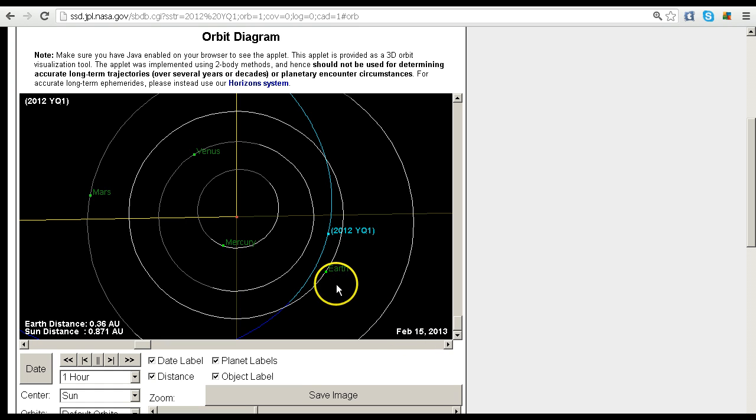And we can see that there's quite a bit of distance between the Earth and 2012 YQ1 on today's date. In fact, the distance between the Earth and 2012 YQ1 is 0.36 AU. Now, 1 AU is the average distance between the Earth and the Sun, which is around 150 million kilometres. It's just under 150 million kilometres.